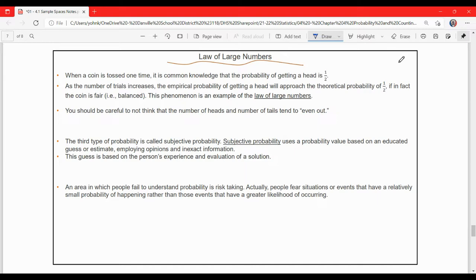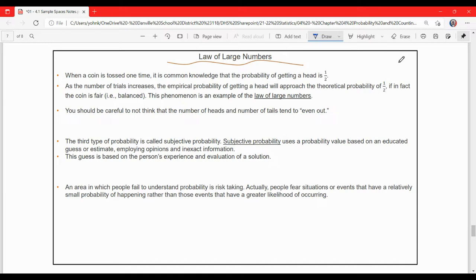So, as I flip the coin, I create empirical probability. As I continue to flip the coin, the value of my probability will reach the value of what I theorize the probability to be. That's called the law of large numbers. It's not that the number of heads and tails will even out. It just means that the outcome, the probability, is going to tend to go to what the theoretical probability said it should be.